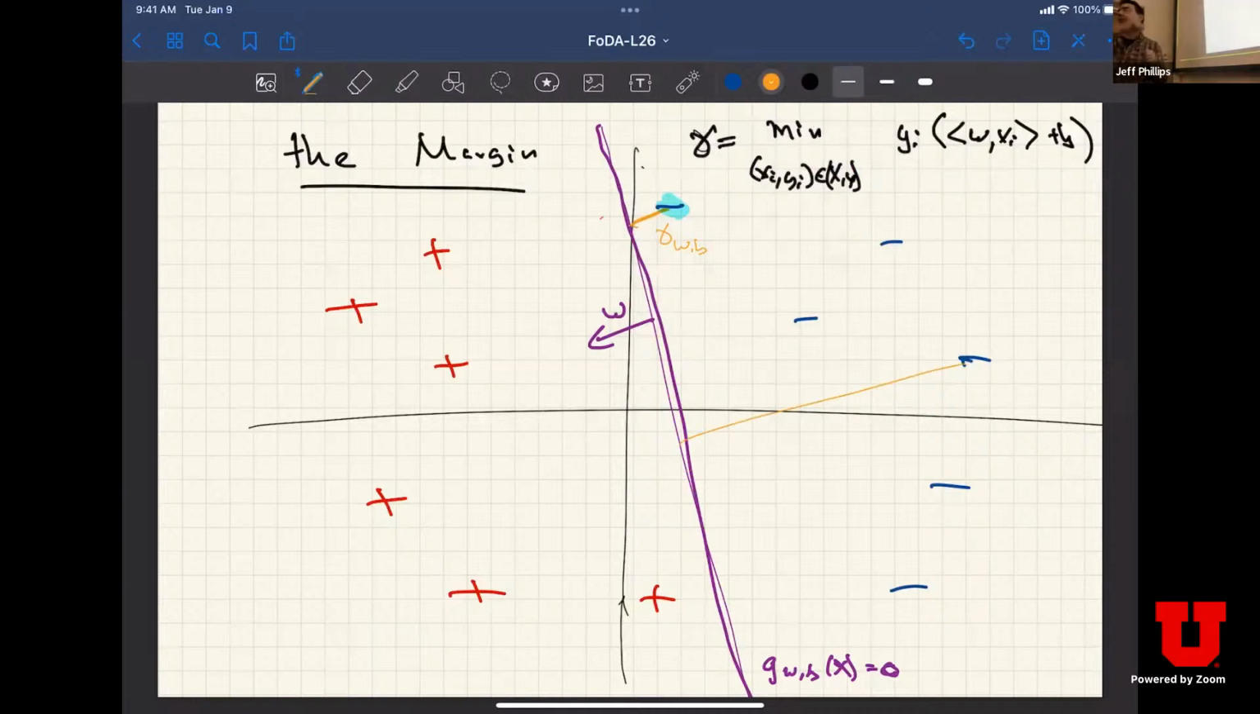So the distance I travel in the plane is the change in the function value g of wb of x, right? So in general, this is yi times g of wb of xi, right? So I can write this as this function, and it's how far the function has changed, and then multiplying by yi gives me the right sign. So it works the same for negative and positive points. Okay, and so this is the closest point to the boundary, and the margin is how small that is. So that's my margin for error.